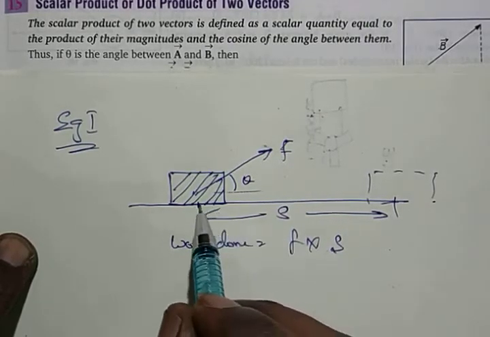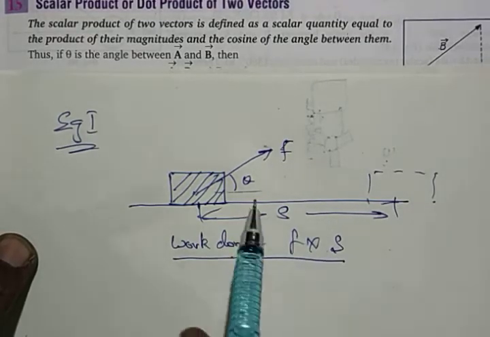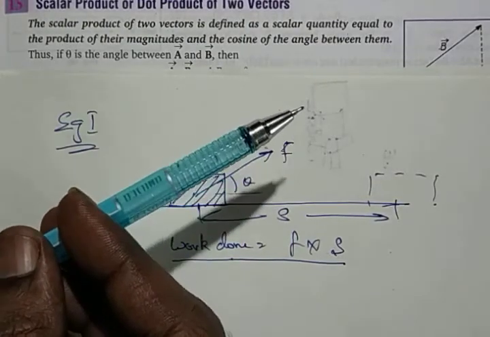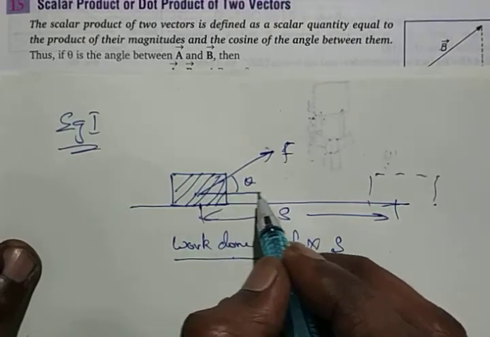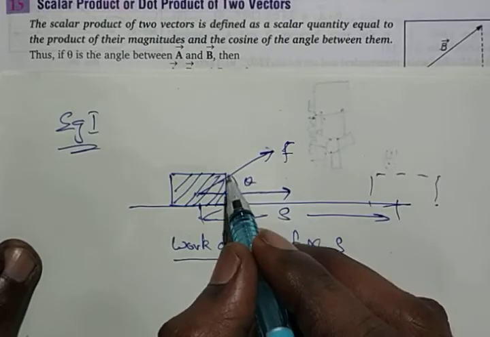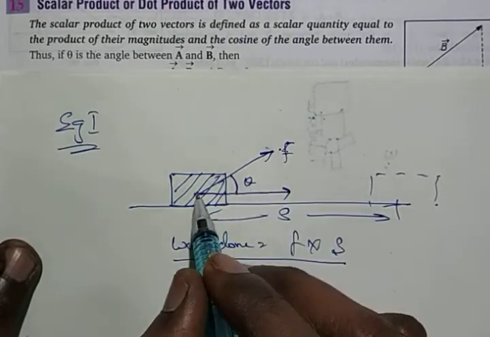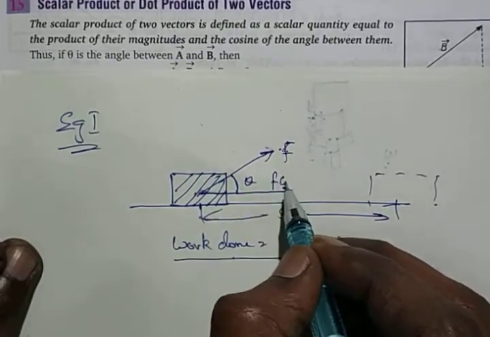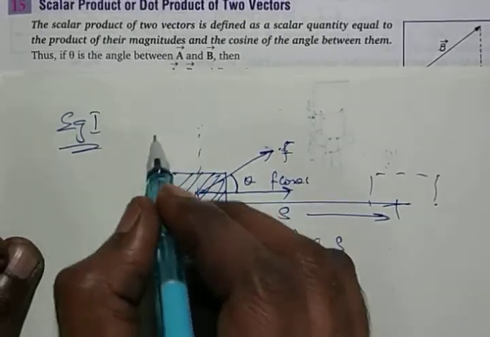Whenever we use this work done formula, we don't take the original force. We take the force acting along the displacement. What is the force acting along the displacement? Just now we saw that force has two components, the horizontal component and the vertical component. What is the horizontal component? F cos theta. What is the vertical component? F sin theta.